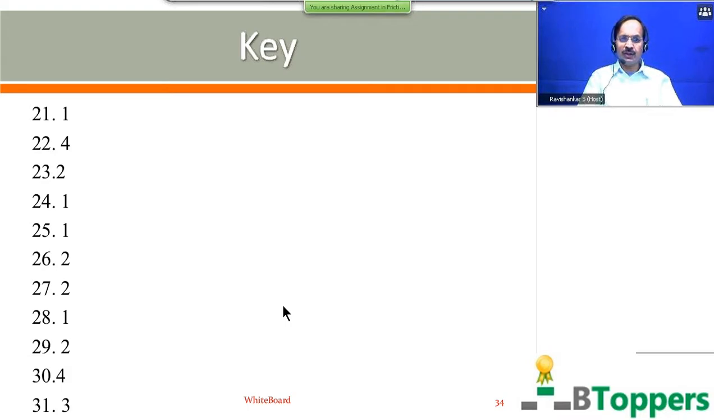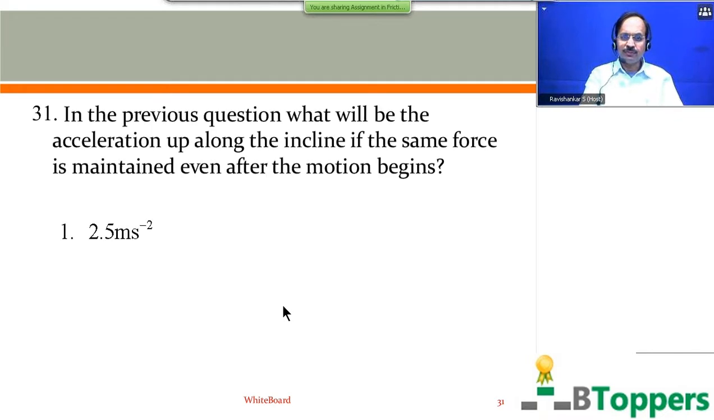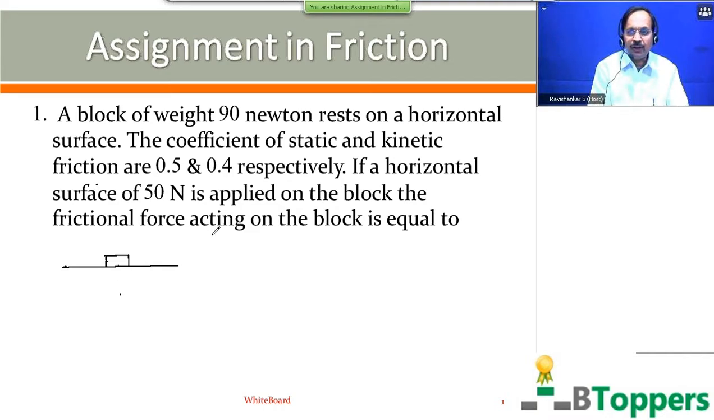After completion of the discussion of all these questions, I will again show the assignment in friction continuation, starting from question number 32 onwards up to question number 60. Come on, look at the questions again from the beginning. I'm going to discuss these questions one by one. So look at the assignment in friction again. Again I am starting from question number 1.